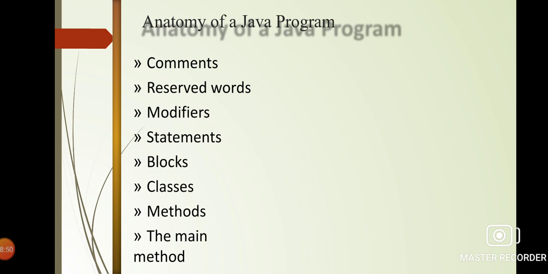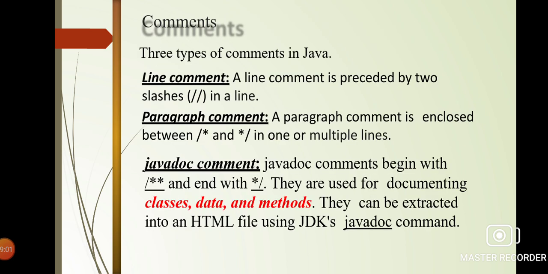Anatomy of a Java program: comments, reserved words, modifiers, statements, blocks, classes, methods, and the main method. These are all the anatomy of a Java program.